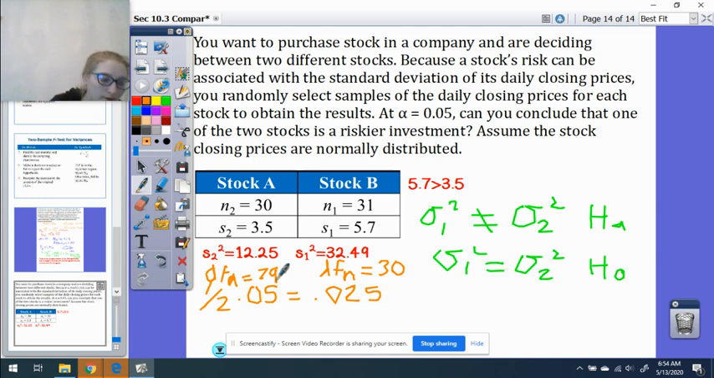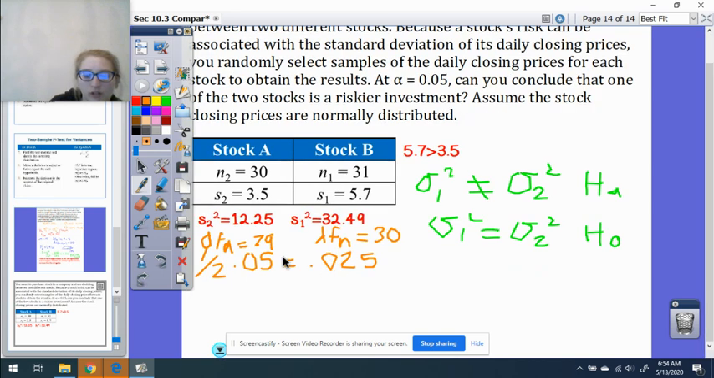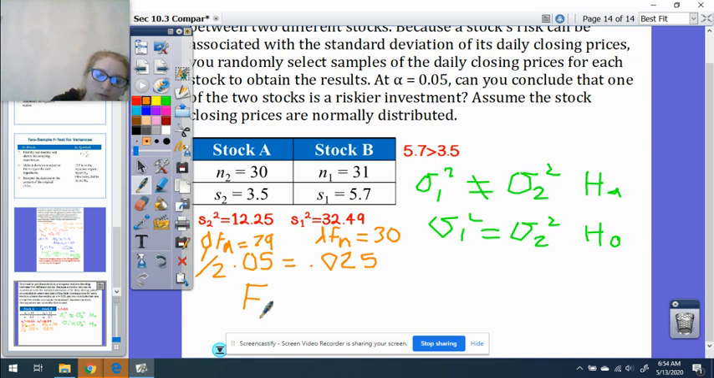All right, so let's go ahead and find our critical value using the 0.025 and the fact I have a numerator degrees of freedom of 30 and denominator of 29. That is going to give me a critical value of 2.09. So we're rejecting everything that is greater than 2.09.